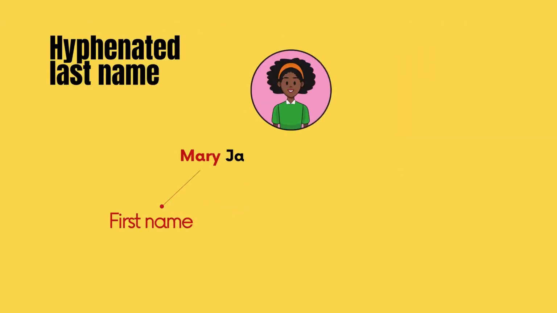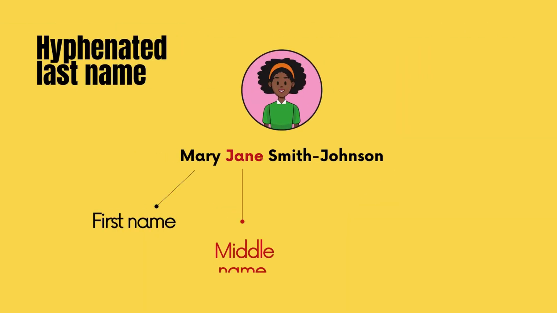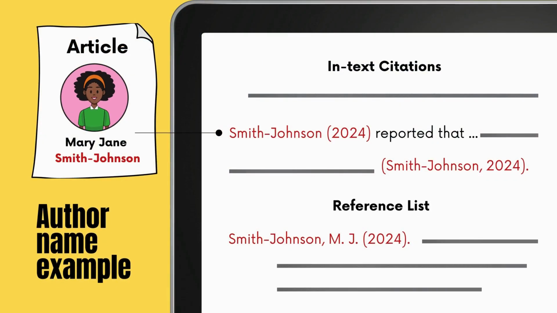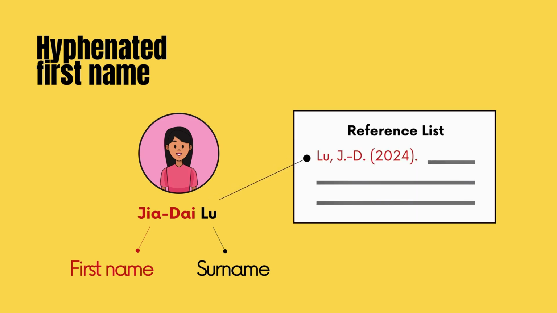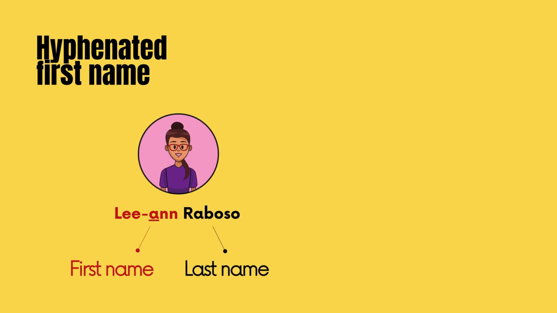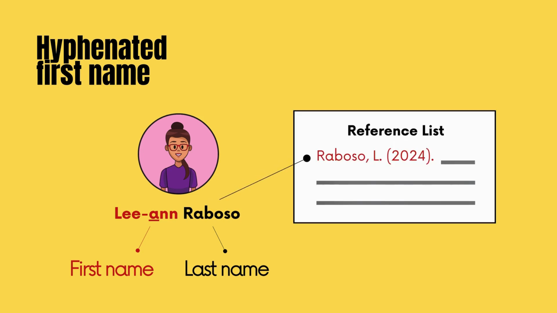If the author has a hyphenated surname, like Mary Jane Smith Johnson, you would list it as Smith Johnson, MJ. If the author has a hyphenated first name, like Jia Dai Lu, you would list it like this. When the second element of a hyphenated first name is lowercase, treat it as a single name, like Leanne Roboso. You would list it as Roboso L.